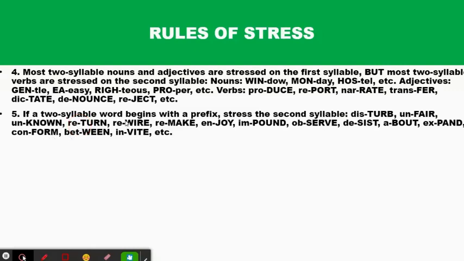Rule number five: if a two-syllable word begins with a prefix, stress the second syllable. This is because in most cases, prefixes are almost always unstressed. So when you have a two-syllable word beginning with a prefix, you leave the prefix and you stress the second syllable. For example, disturb, unfair, unknown, return, rewire, remake, enjoy, impound, observe, desist, about, expand, confirm, between, invite. In all these examples, the first syllable is a prefix.